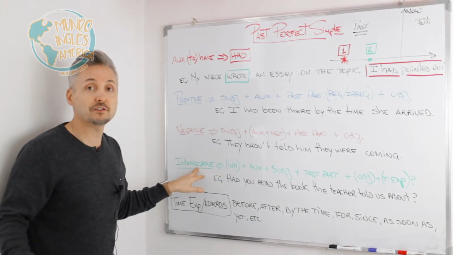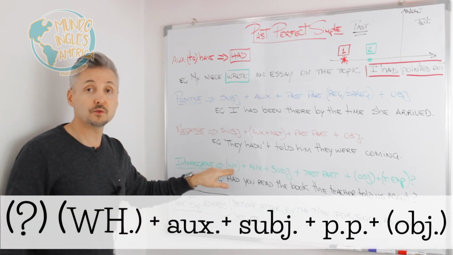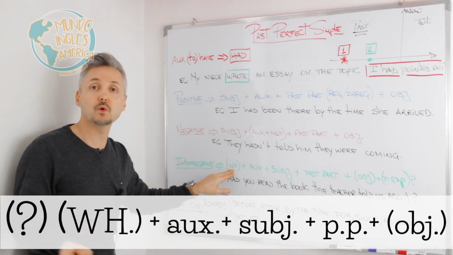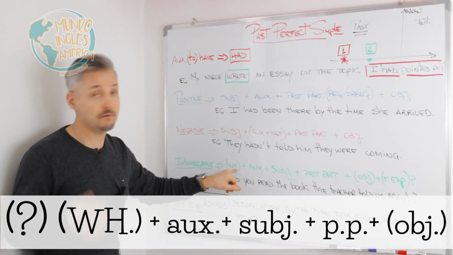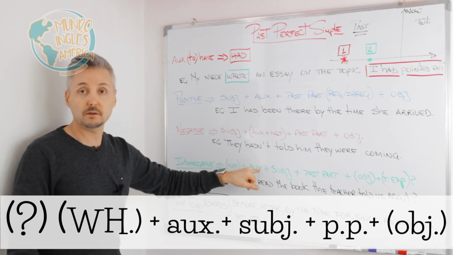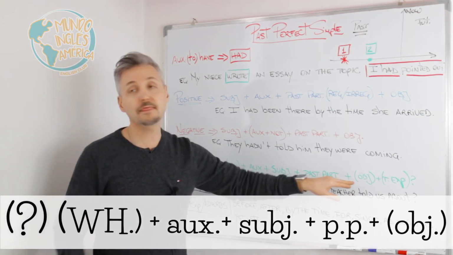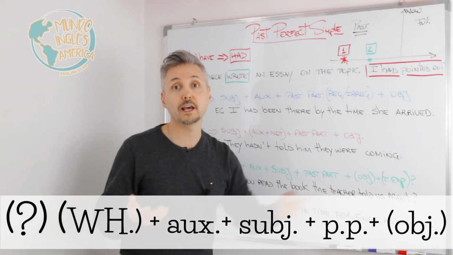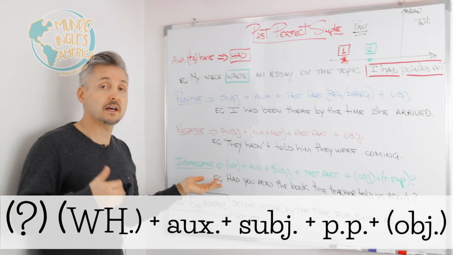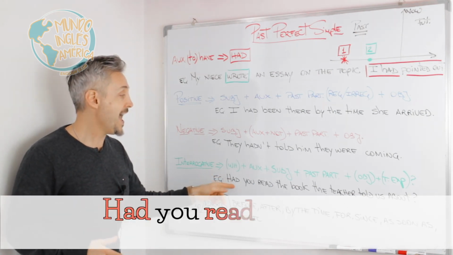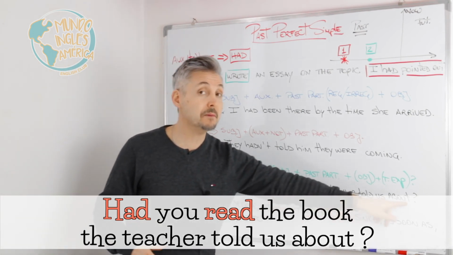So let's look at an interrogative sentence then. WH question word, which is why, who, where, etc., if there is one, before, number one. Then the auxiliary, then the subject, then the past participle, and then if there is an object or a time expression. So in this case, my introductory example was, had you read the book the teacher told us about?